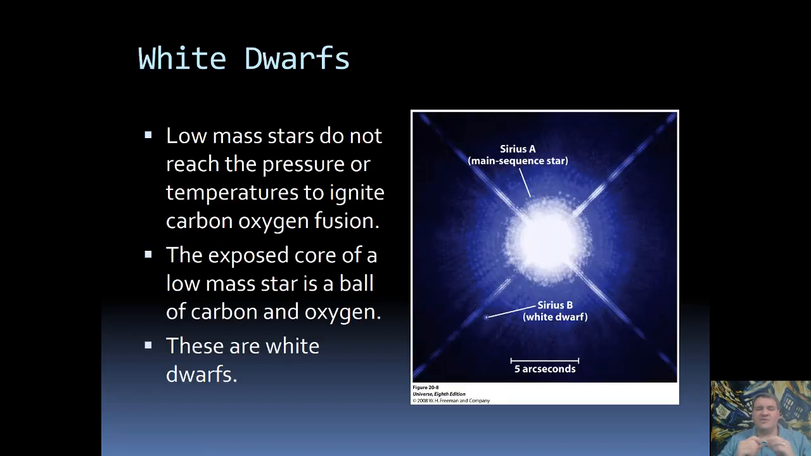So low mass stars do not reach the pressure or temperature necessary to begin carbon and oxygen fusion, as we've mentioned previously. Eventually all of the outer layers of the star are going to be blown off, leaving just the core behind. That core, which is now going to be composed of carbon and oxygen, is the white dwarf. In this image, that's right here. This is actually a companion to the bigger star right there.